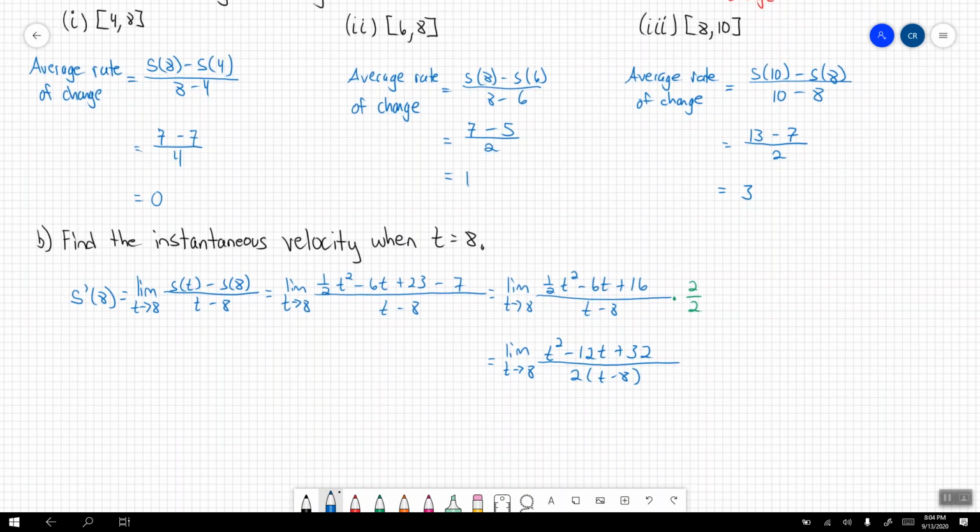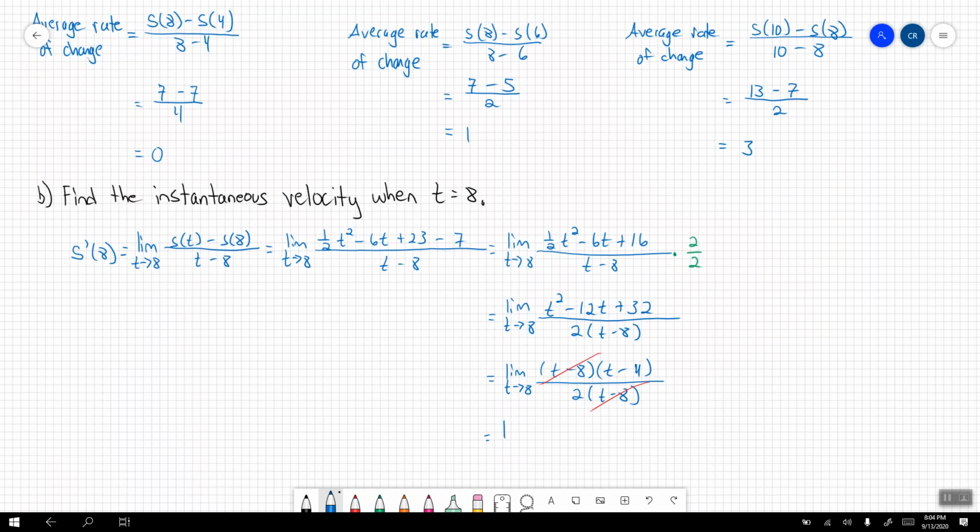Okay, looking pretty good now. Let's go through and see if we can factor that numerator. Chances are these will factor, and it's looking like it does factor. It looks like I can factor into t minus 8, and it should be t minus 4. 8 times 4 should be 32, so then when we add these two, we get negative 12. Perfect. Divided by 2 times t minus 8. So check that out. T minus 8 factors, they simplify. And then we're left with the limit as t is approaching 8 for t minus 4 divided by 2.